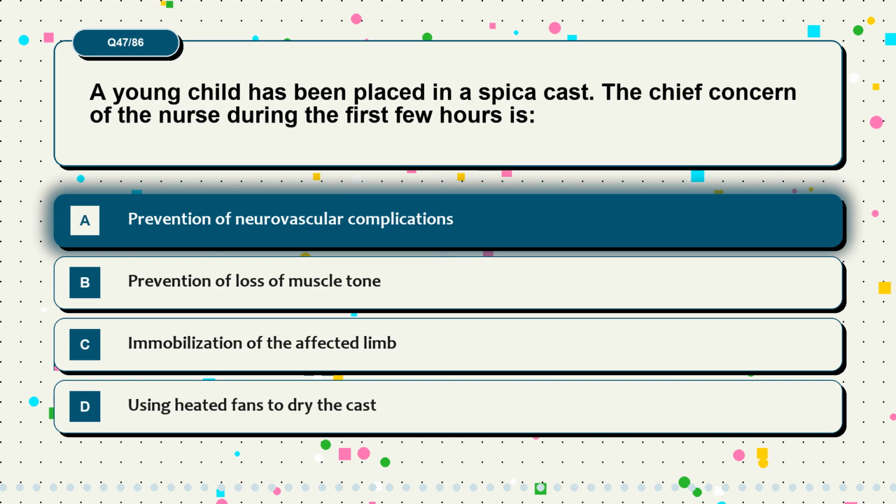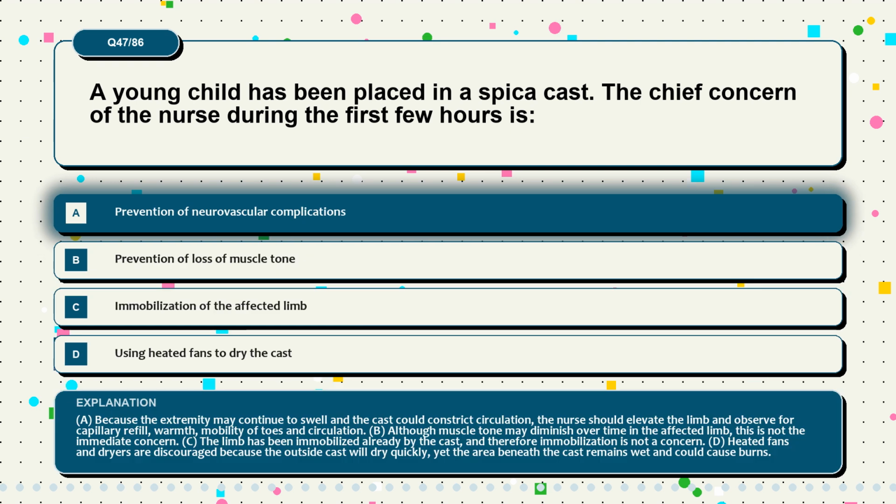The correct answer is option A. Prevention of neurovascular complications. Because the extremity may continue to swell and the cast could constrict circulation, the nurse should elevate the limb and observe for capillary refill, warmth, mobility of toes and circulation. B. Although muscle tone may diminish over time in the affected limb, this is not the immediate concern. C. The limb has been immobilized already by the cast, and therefore immobilization is not a concern. D. Heated fans and dryers are discouraged because the outside of the cast will dry quickly, yet the area beneath the cast remains wet and could cause burns.